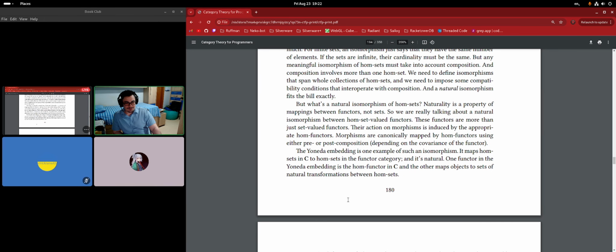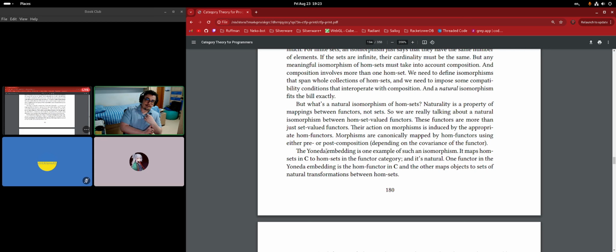Indeed. So let's go over it again, at least this last paragraph, because I think it's a lot to cover here. So the Yoneda embedding maps hom sets in C, right? So sets of morphisms between objects in the C category to hom sets in the functor category.